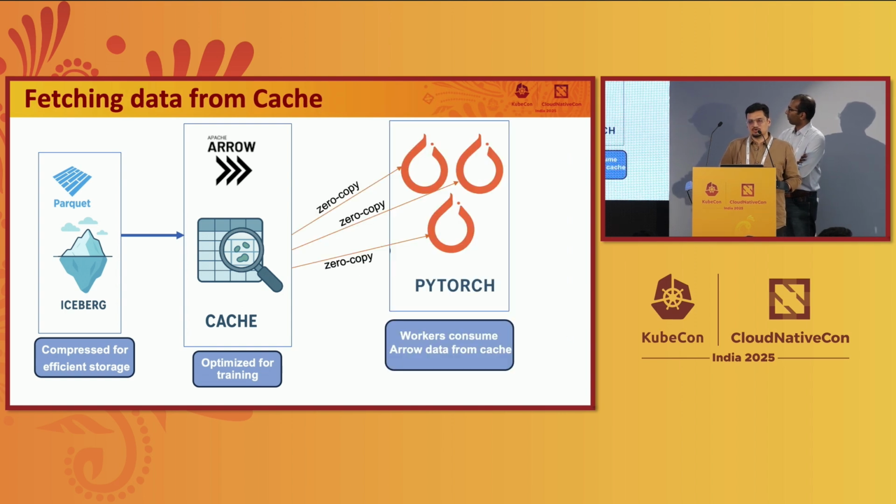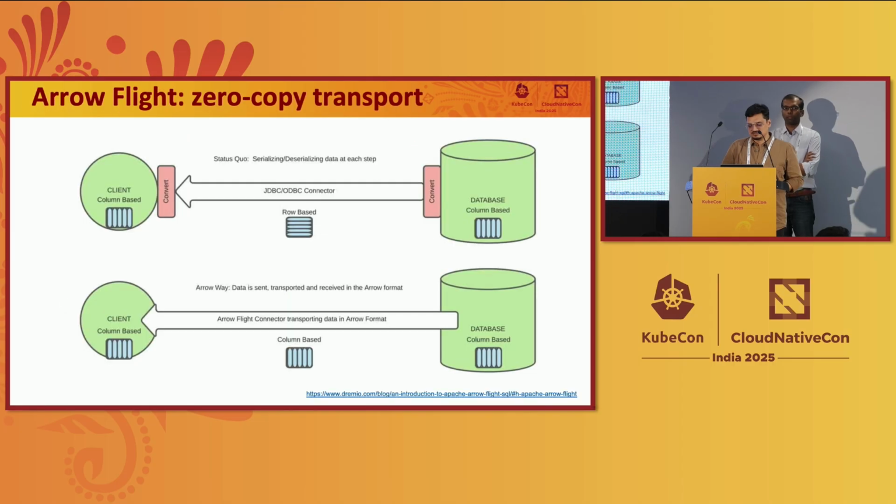Now we said that we want to store it nicely, efficiently in memory, but we also want to transfer it over the wire really quickly because remember, GPUs are waiting there, right? And then we use something called zero copy, which is the claim to fame for Apache Arrow. Let's see what zero copy is.